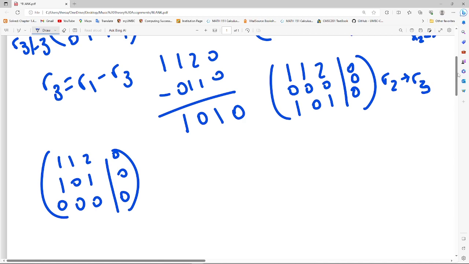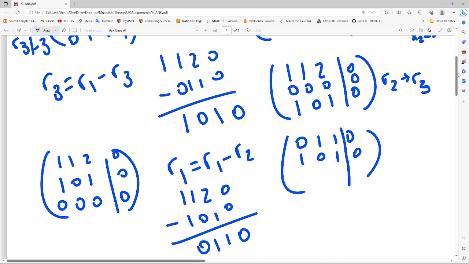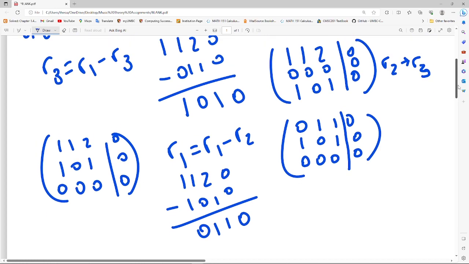And then last but not least, we're going to do row 1 equals row 1 minus row 2. So what we're going to get is 1, 1, 2, 0 minus 1, 0, 1, 0, 0, 0, 1, 1. So we have 0, 1, 1, 0, 0, hang on, messed up, 1, 0, 1, 0, and 0, 0, 0, 0. So now we have this.